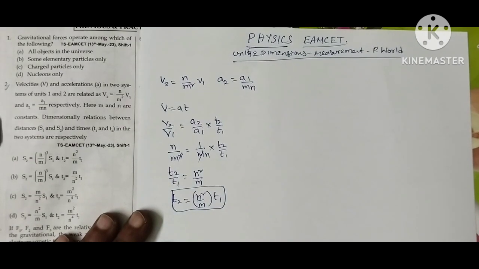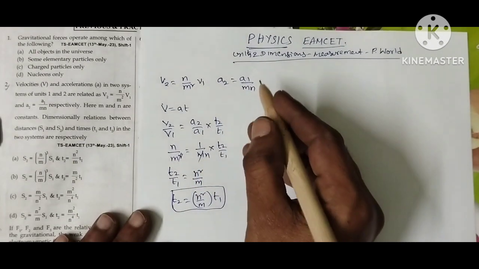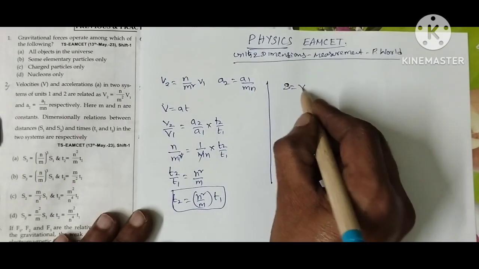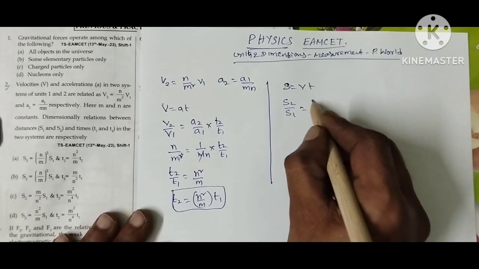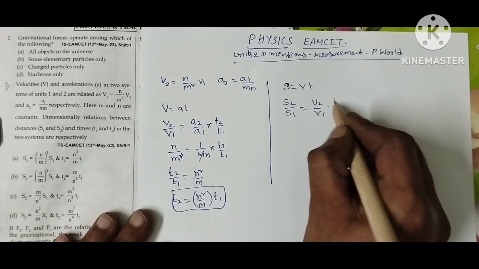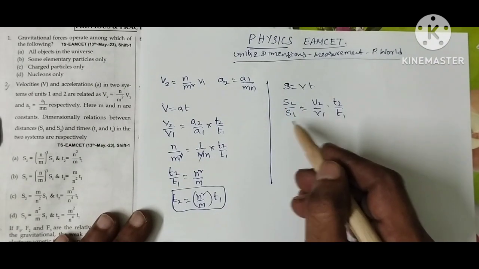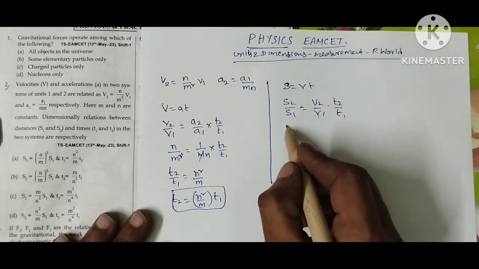Similarly, you can get the relation for displacements also. For that, you can use the general formula S is equal to VT. In ratio form, S2 by S1 is equal to V2 by V1 into T2 by T1. We need the relation between S1 and S2, so you can substitute the values of V2 by V1 and T2 by T1 here.